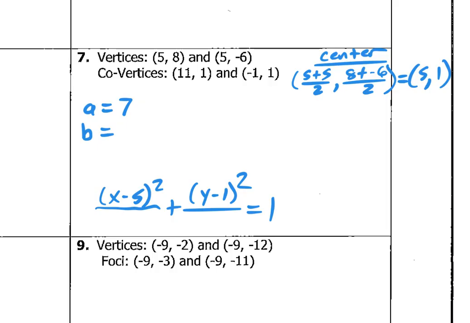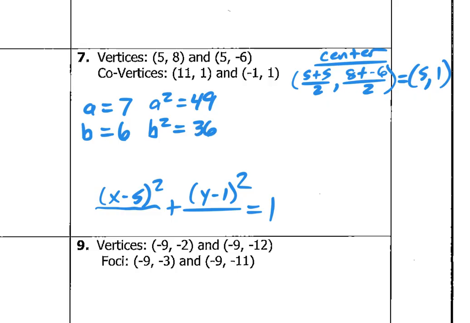Okay, then we're also going to do the co-vertices. So if I go from (5, 1) to (11, 1), 5 to 11, we're going to move 6 units. Once again, b should be smaller than a. If b is bigger than a, something's wrong, okay? b has always got to be the smaller number. a squared is 49. b squared is 36.